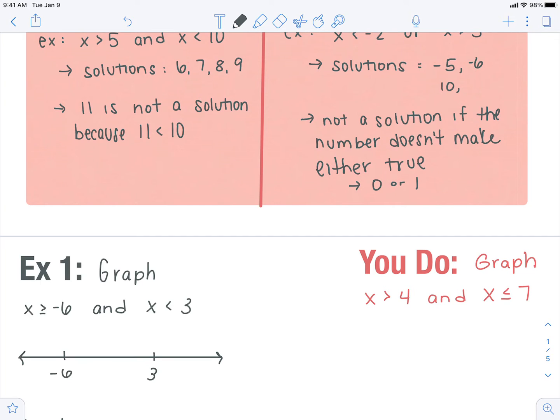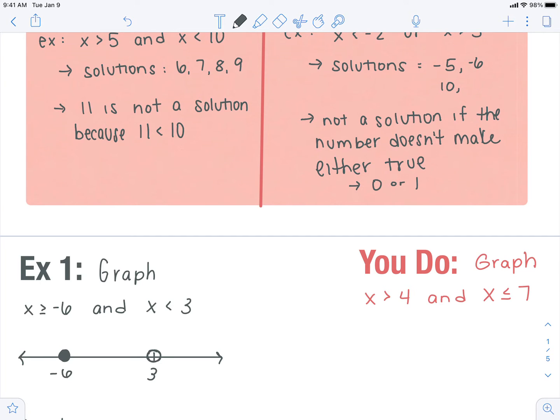So now, before I get to the line, first I'm going to do my circles. I'm going to look at x is greater than or equal to negative 6, and I'm going to say, what kind of circle do I need at negative 6? A closed circle, because it's an equal to. And then I'm going to look at 3 and say, okay, what kind of circle do I need at 3? Open.